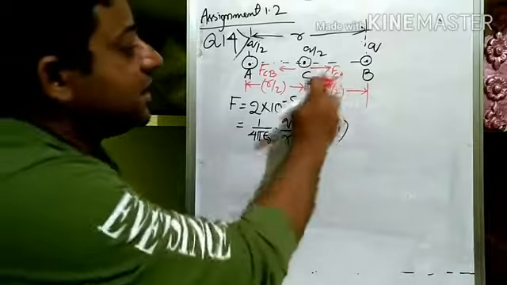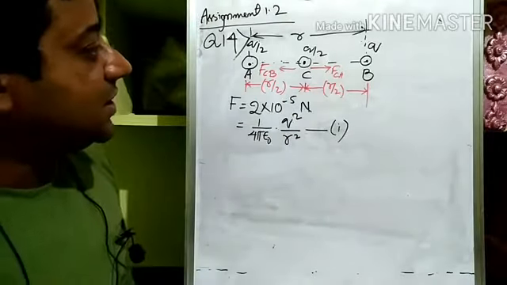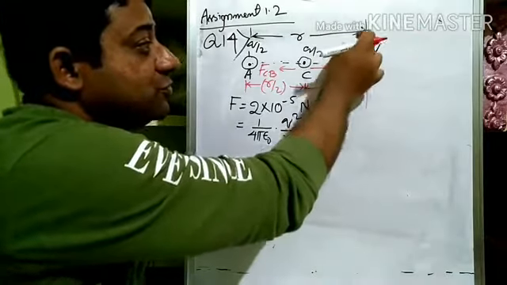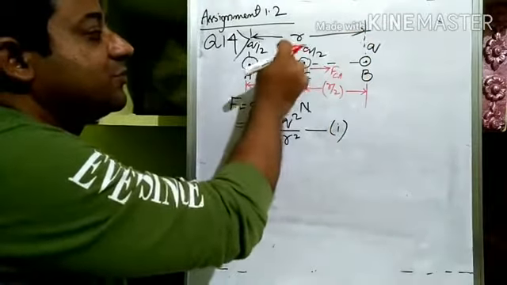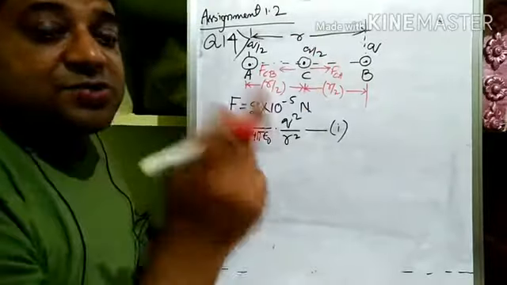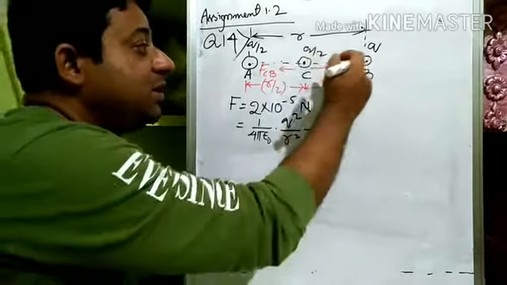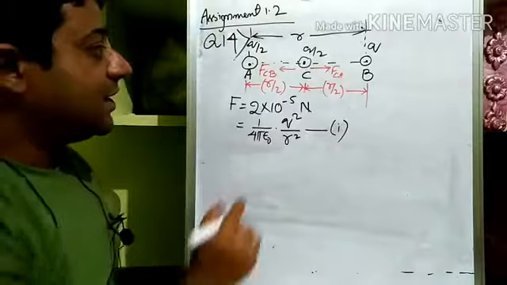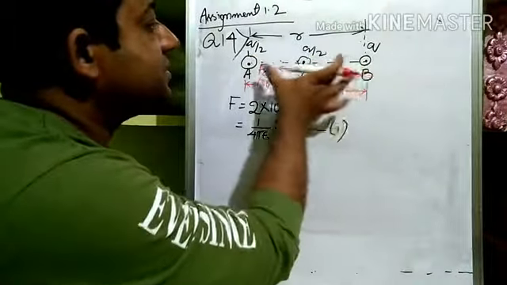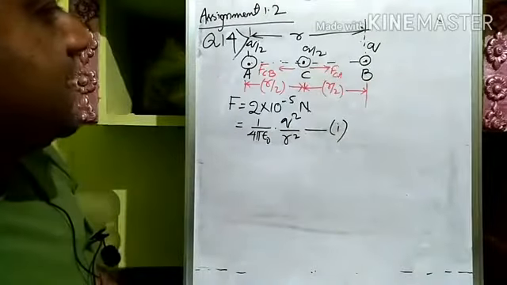Between FCA and FCB, which will be bigger? See, this is the repulsive force between Q by 2 and Q, so this will be a larger force. This will be a repulsive force only between Q by 2 and Q by 2, so this will be smaller. So net force on C will be towards A only, right? Now let us calculate: FCB is between these two.